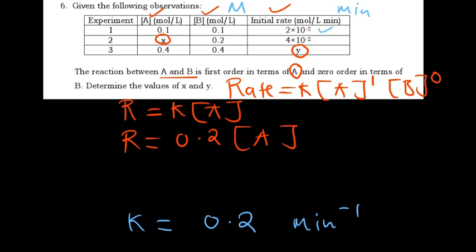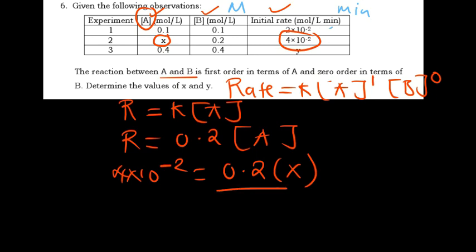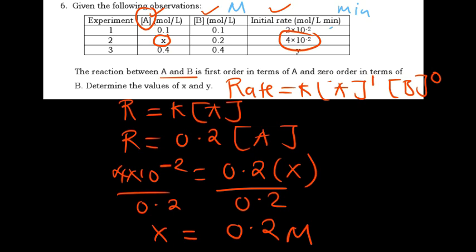And then we remain with our A and our R. So if you look at experiment 2, where they want us to find the value of X, you notice that X is representing the concentration of A. So R is equal to K[A]. R was given in that case to be 4 times 10 to the power negative 2, and then we're trying to find X, which is representing A. So divide both sides by 0.2. You notice that the value of X essentially becomes 0.2. Now what is the unit? Molar concentration, or mole per liter if you want. So that's the value of X.